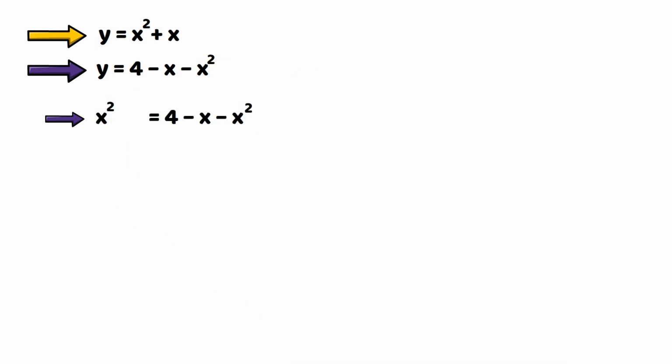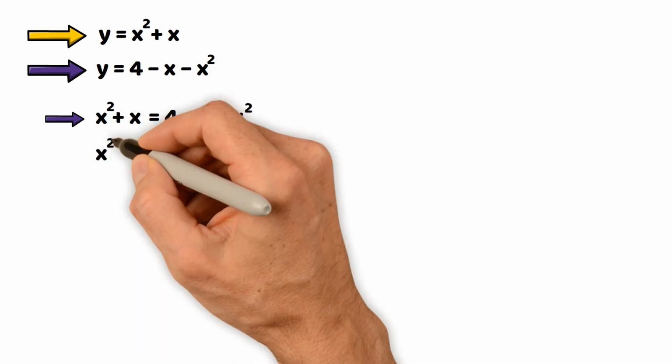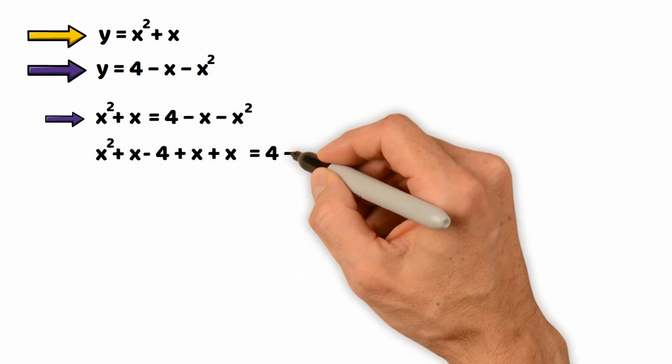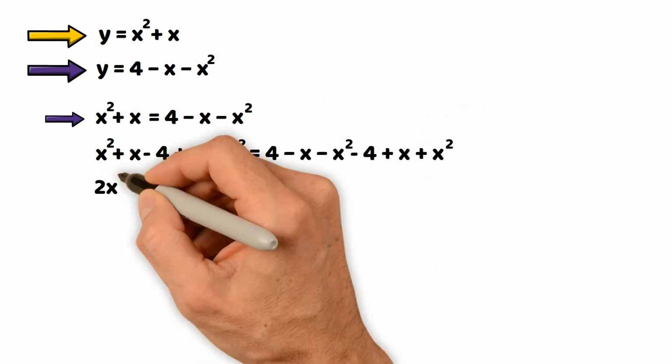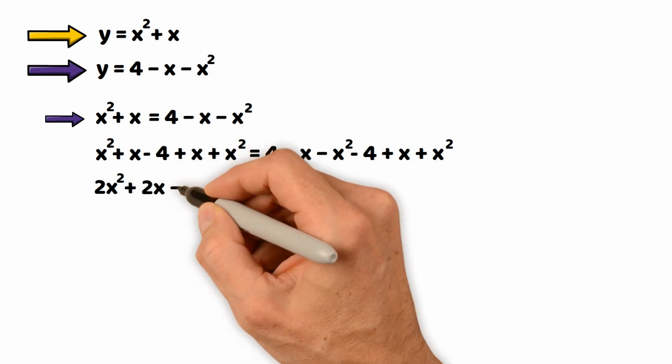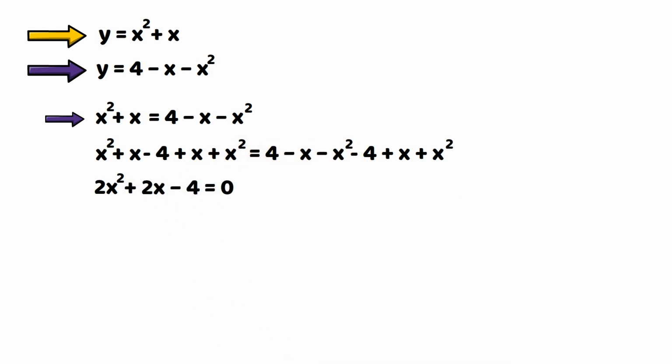This is a quadratic equation, so we have to bring it into quadratic form. Add negative 4 to both sides, and then x to both sides, and x squared to both sides. So we end up with 2x squared plus 2x minus 4 equals 0. Again, we can solve this using the quadratic formula or factoring. We can factor 2x squared plus 2x minus 4 into (2x minus 2) and (x plus 2). So we have (2x minus 2) times (x plus 2) equals 0.